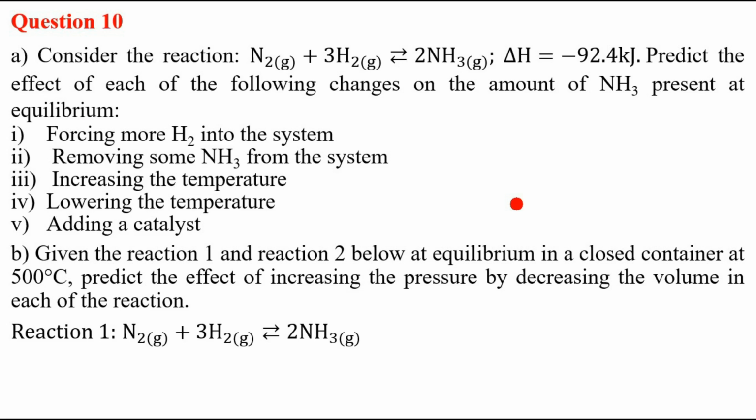So for reaction 1, we have reaction 1 and reaction 2 for question B. Let's move to answer. Here we have this equation, and they are asking what will happen if you do this process: if you force more hydrogen into the system, if you remove some of the ammonia, if you increase the temperature, if you lower the temperature, and if you add the catalyst. Then for B, they have given reaction 1 and reaction 2. They are asking, given reaction 1 and reaction 2 below at equilibrium in a closed container at this temperature, predict the effect of increasing the pressure by decreasing the volume in each of the reactions. So let's see part A.